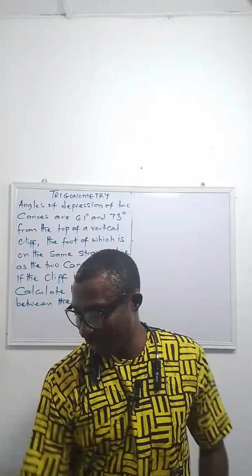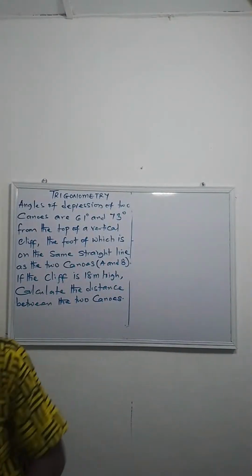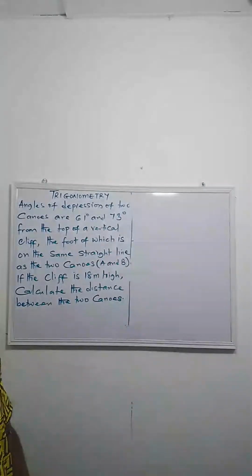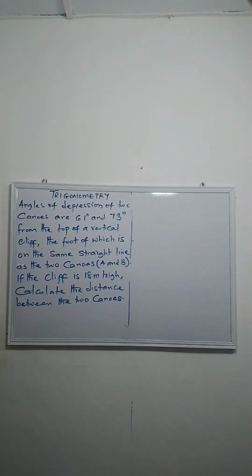All right, okay. It's a very lengthy one. So let's look at the question we have here. The angles of depression of two canoes are 61 degrees and 73 degrees from the top of a vertical cliff, the foot of which is on the same straight line as the two canoes, A and B. If the cliff is 18 meters high, calculate the distance between the two canoes. All right, so how do we answer this question?